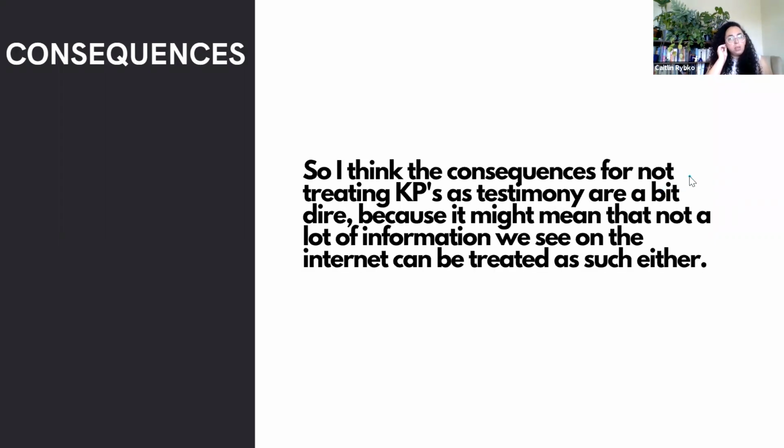Okay, so I think that the consequences for treating knowledge panels not as testimony are going to be a little bit dire, because it might mean that there's not a lot of information that we see on the internet that can be treated as such either. And if we do start treating them as testimony, then we can probably start talking about their epistemic effects. Not taking them as such is dangerous then, because it leaves us unable to properly determine if they are enough to allow for knowledge to obtain, which they may not be, but it still leaves us without the ability to think about them in an epistemically rigorous way. And I think we'd be losing out.